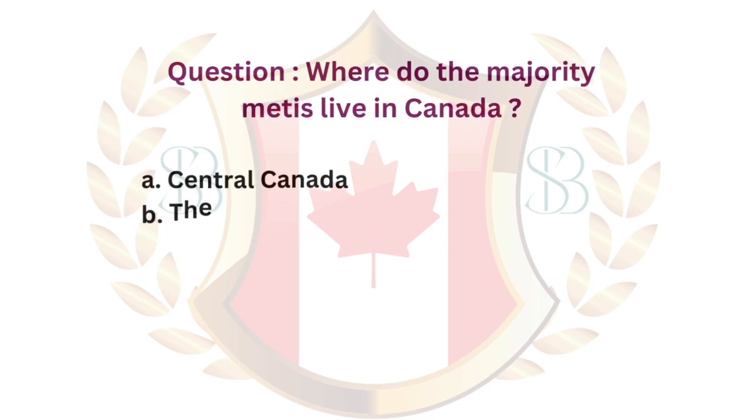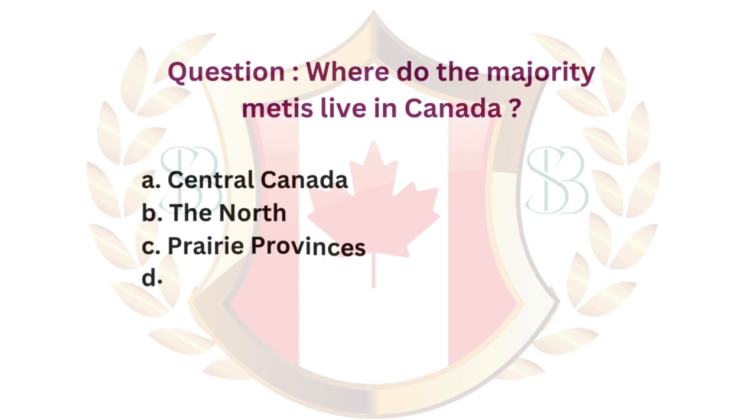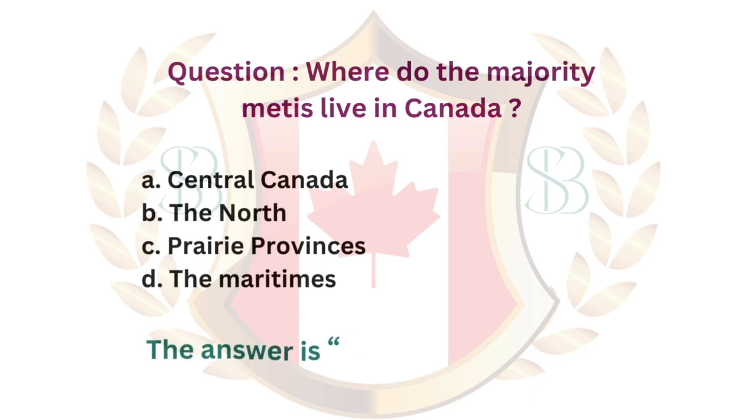Question. Where do the majority of Métis live in Canada? A. Central Canada. B. The North. C. Prairie Provinces. D. The Maritimes. The answer is C. Prairie Provinces.